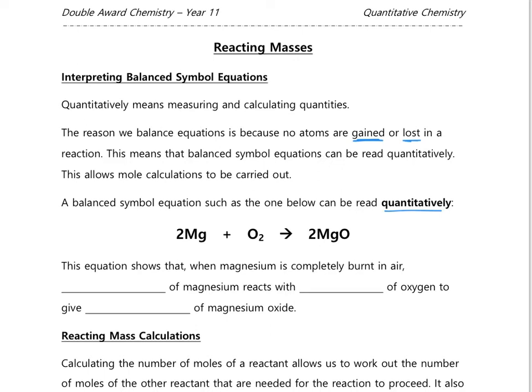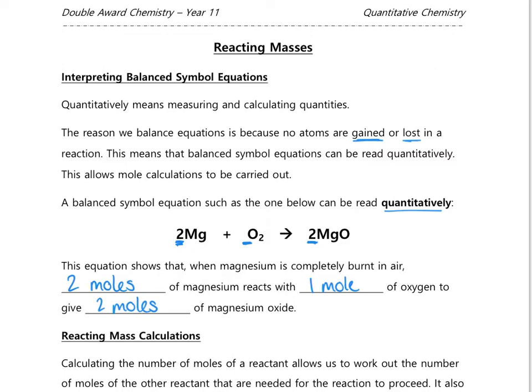And how we can read this equation is by the balancing numbers in front of each of the reactants and the products. We can read this equation as the fact that 2 moles of magnesium react with just 1 mole of oxygen, because there's no balancing number in front of the oxygen. So that's the equivalent of saying that there's a 1 in front of it. And when 2 moles of magnesium react with 1 mole of oxygen, they give 2 moles of magnesium oxide. And that all comes from the balancing numbers in front of the formula.